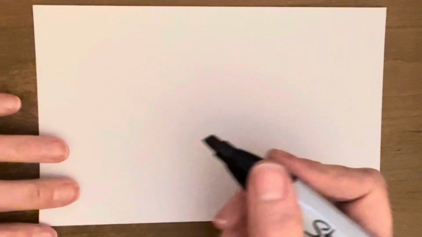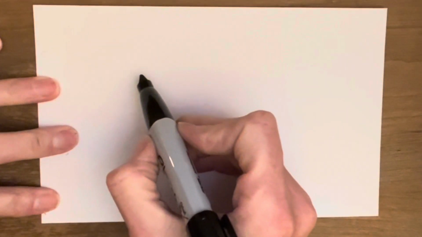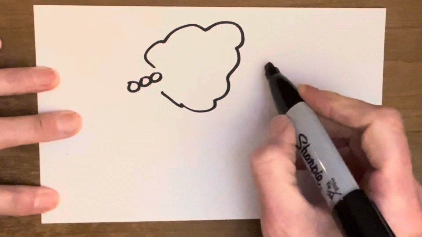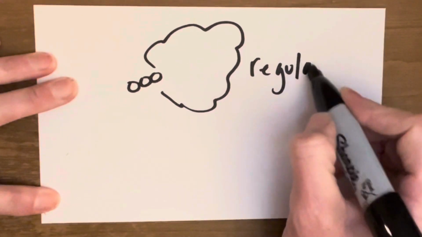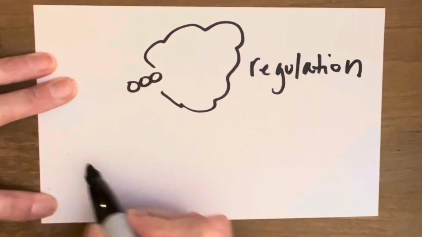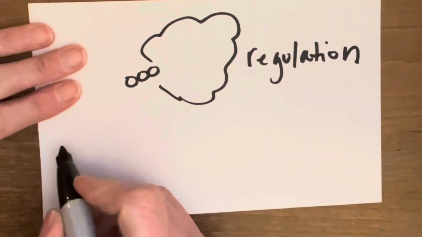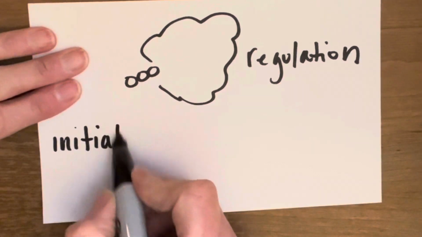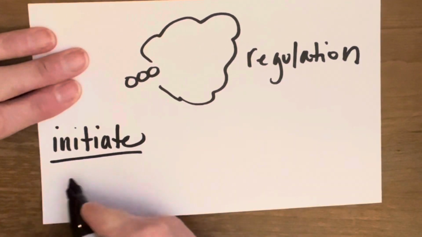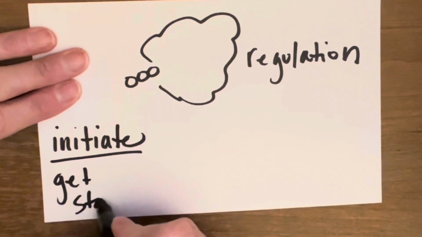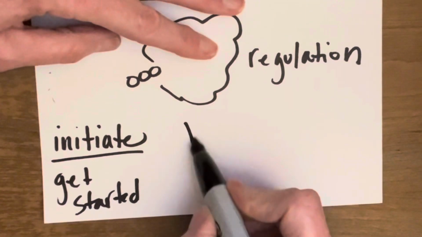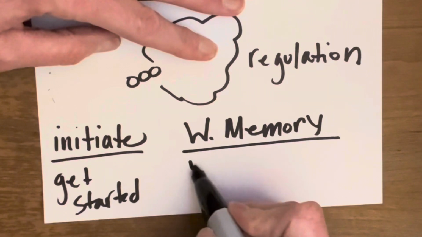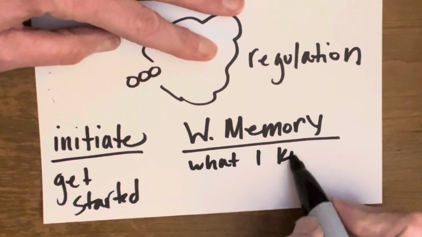So now let's break it down to skills. So to control is to regulate. So what are my thinking regulations? How do I control my thinking? So I can control my thinking with the skills of getting started, initiate, I can access my working memory, what I know or what I think I know is how I describe it.